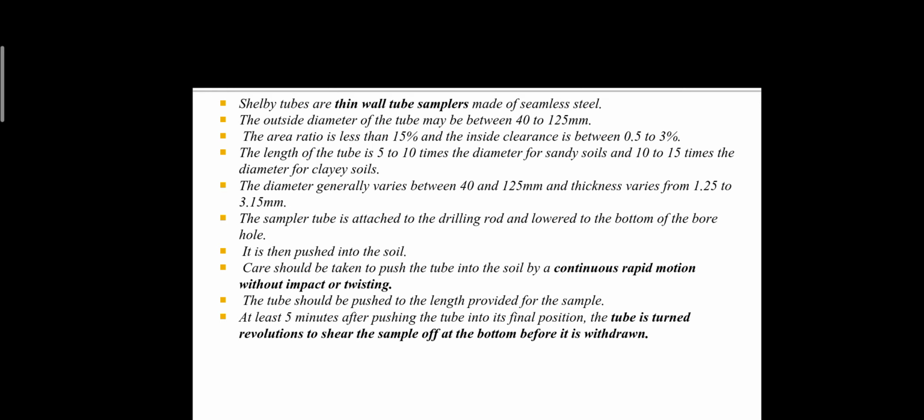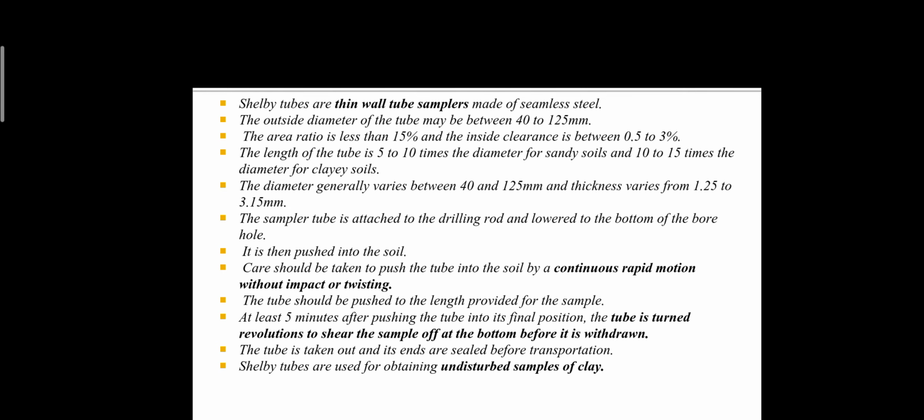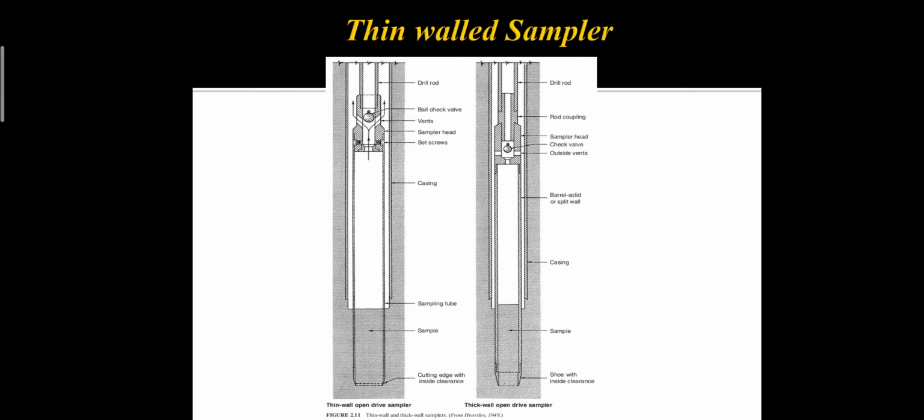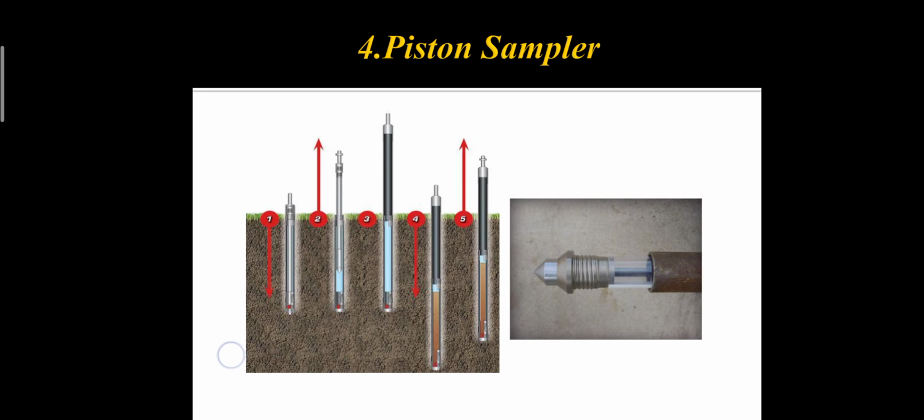Okay, the tube is rotated to shear off the sample from the sides, and the sampler is taken out of the tube, and then it is sealed by plastic covers, and then it is transported. You can get undisturbed samples of clay as well as sand. So this is the Shelby tube or a thin-walled sampler. Shelby tube is a type of thin-walled sampler because the dimensions are very small.